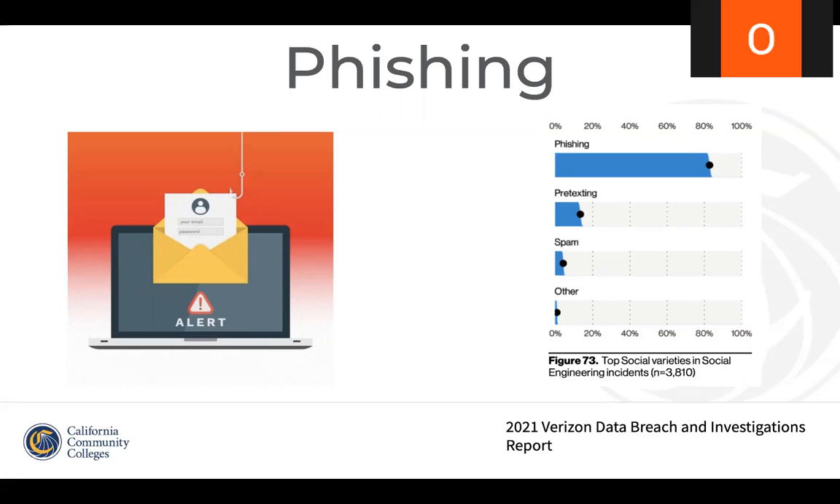So the result of a successful phish depends on the scope of the target. If a single individual is targeted, the stolen information usually includes financial information, resulting in unauthorized purchases or identity theft.